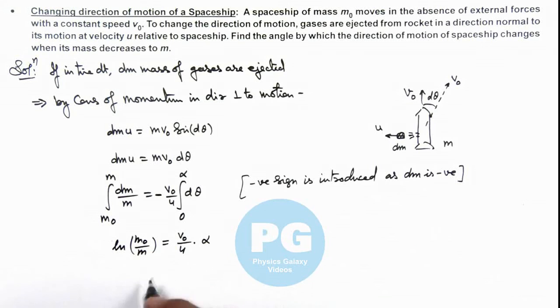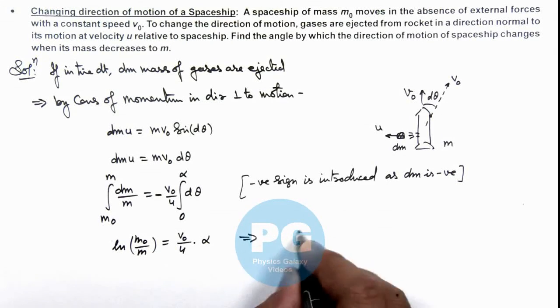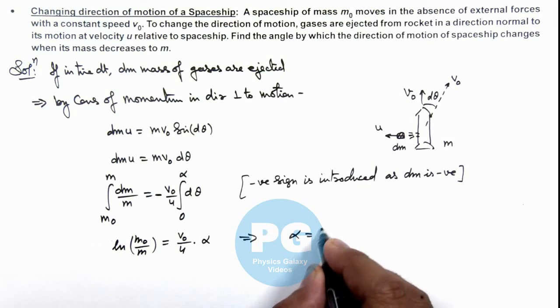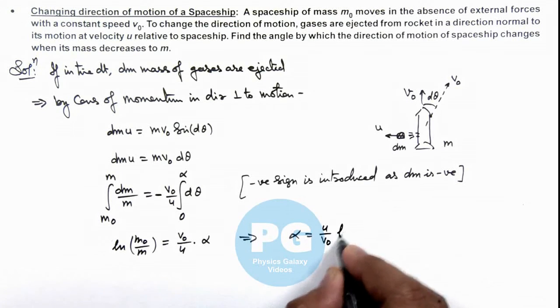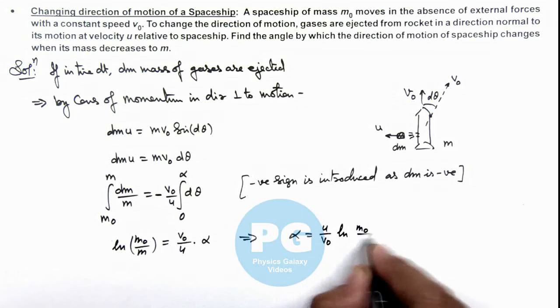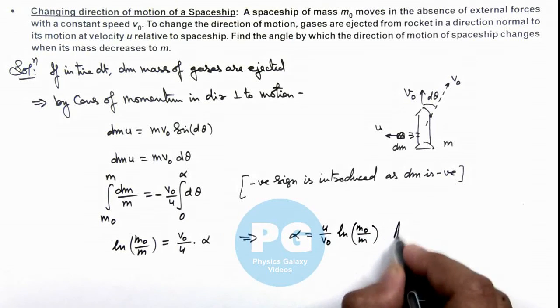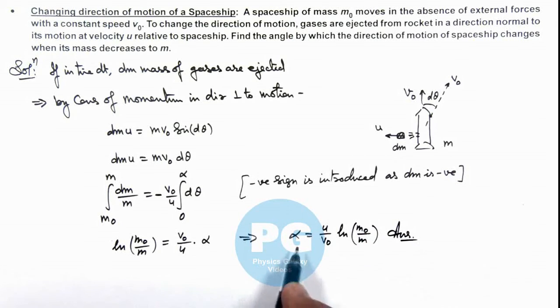And on further simplifying, this gives us the value of alpha, which is u by v0 ln of m0 by m. That will be the result of the problem, the angle by which the direction of the spaceship changes when its mass decreases from m0 to m.